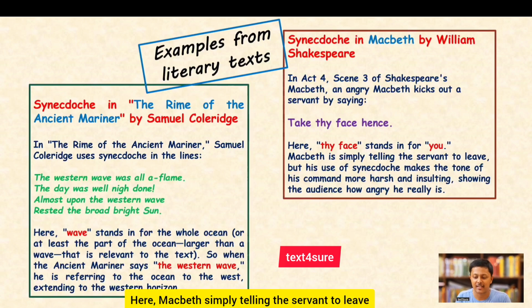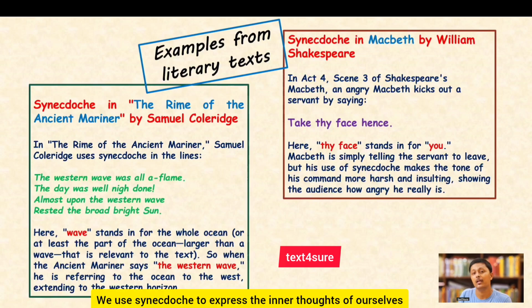Here, Macbeth is simply telling the servant to leave, but this use of synecdoche makes the tone of his command more harsh and insulting, showing the audience how angry he really is. So, synecdoche is also used to show the mood, temperament, the emotion, etc. Sometimes we express synecdoche to express our emotion. We use synecdoche to express our inner thoughts.